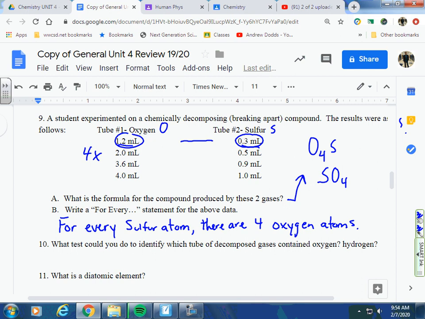Okay, so this is something that hasn't been talked about since last semester, doing a couple of different tests for hydrogen and oxygen. The first one is oxygen. The way you test for oxygen is by using a glowing splint.